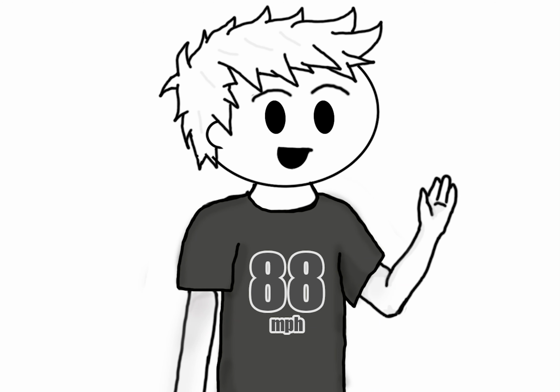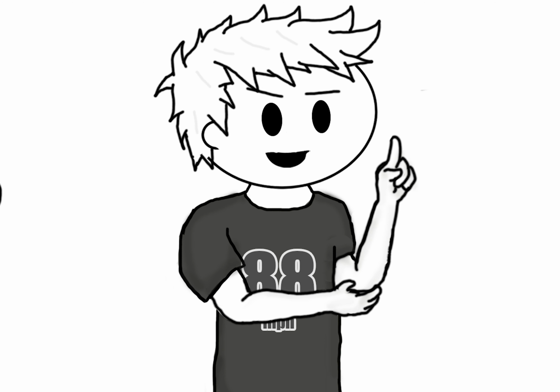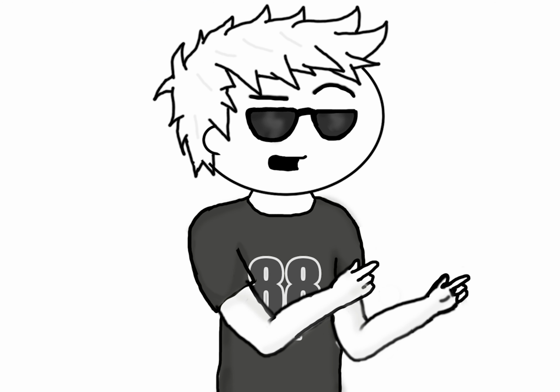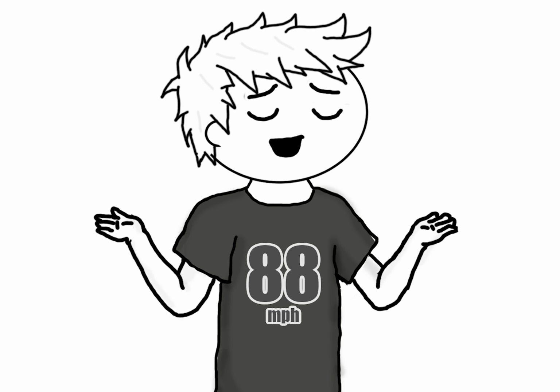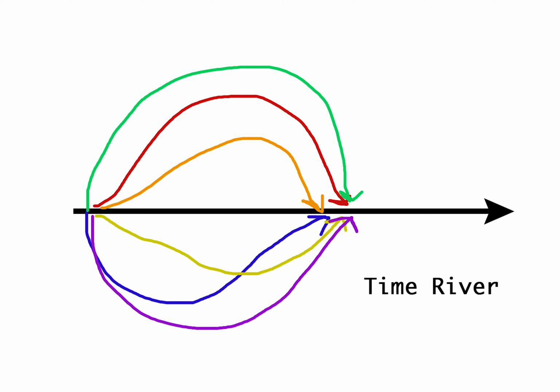Hi, and welcome to Time Travel Talks, the series where I overly explain the different types of time travel used in film. So far, we've covered the time loops, linear travel, time skips, time windows, and time dilations. I guess you could say I've got too much time on my hands. Anyway, today we move on to one of my personal favorite forms of time travel theory, the time river theory.